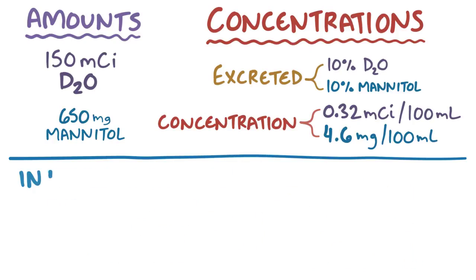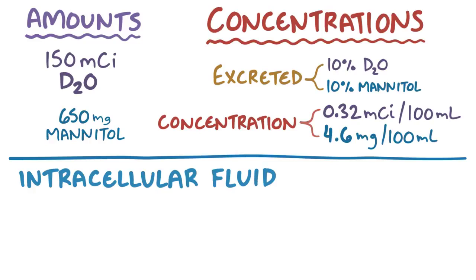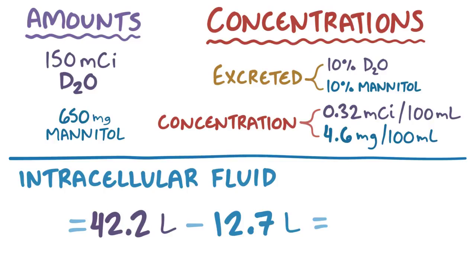Finally, if we want to calculate the intracellular fluid volume, which can't be directly measured, we can take the difference between the total body water and the extracellular fluid volume, which comes out to 42.2 liters minus 12.7 liters, or 29.5 liters.